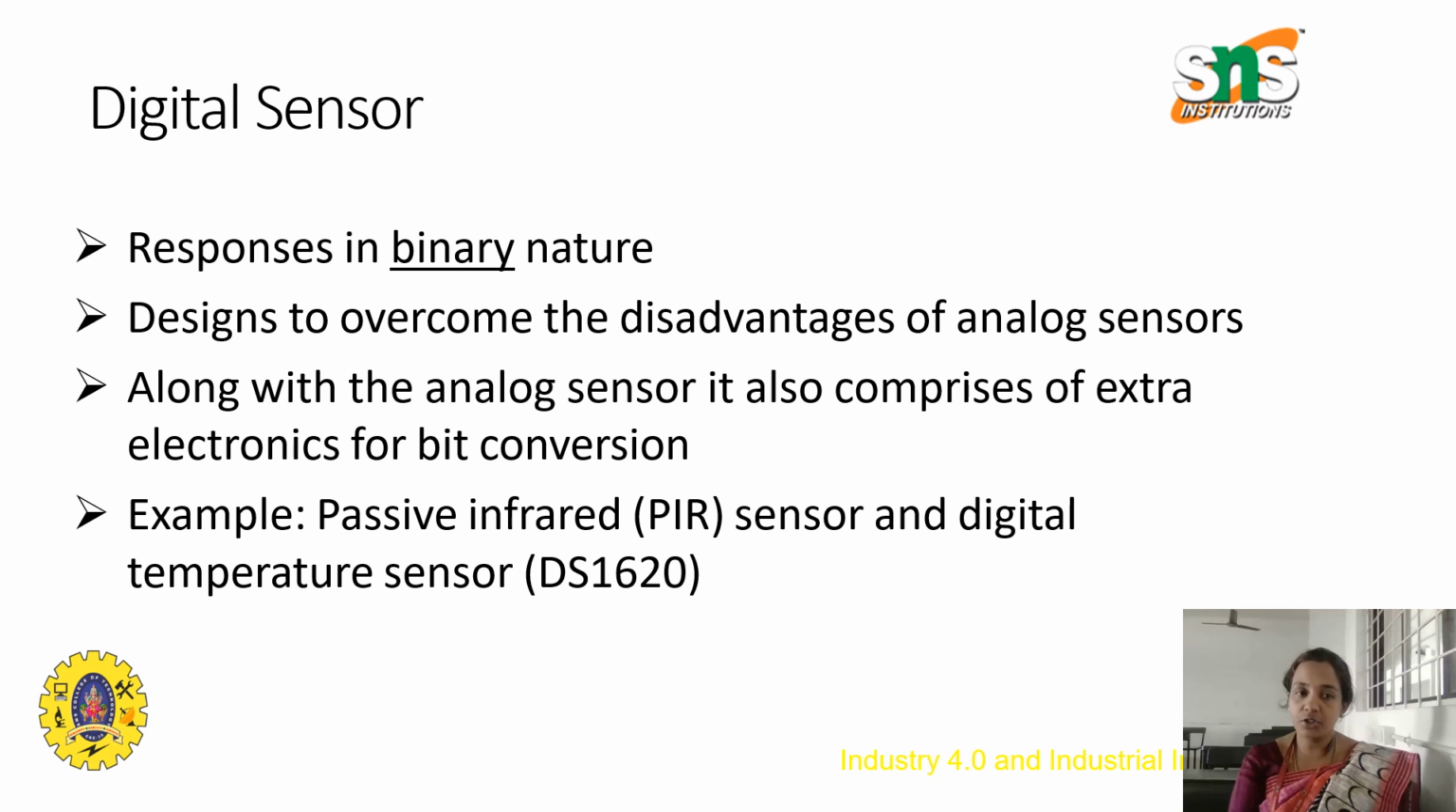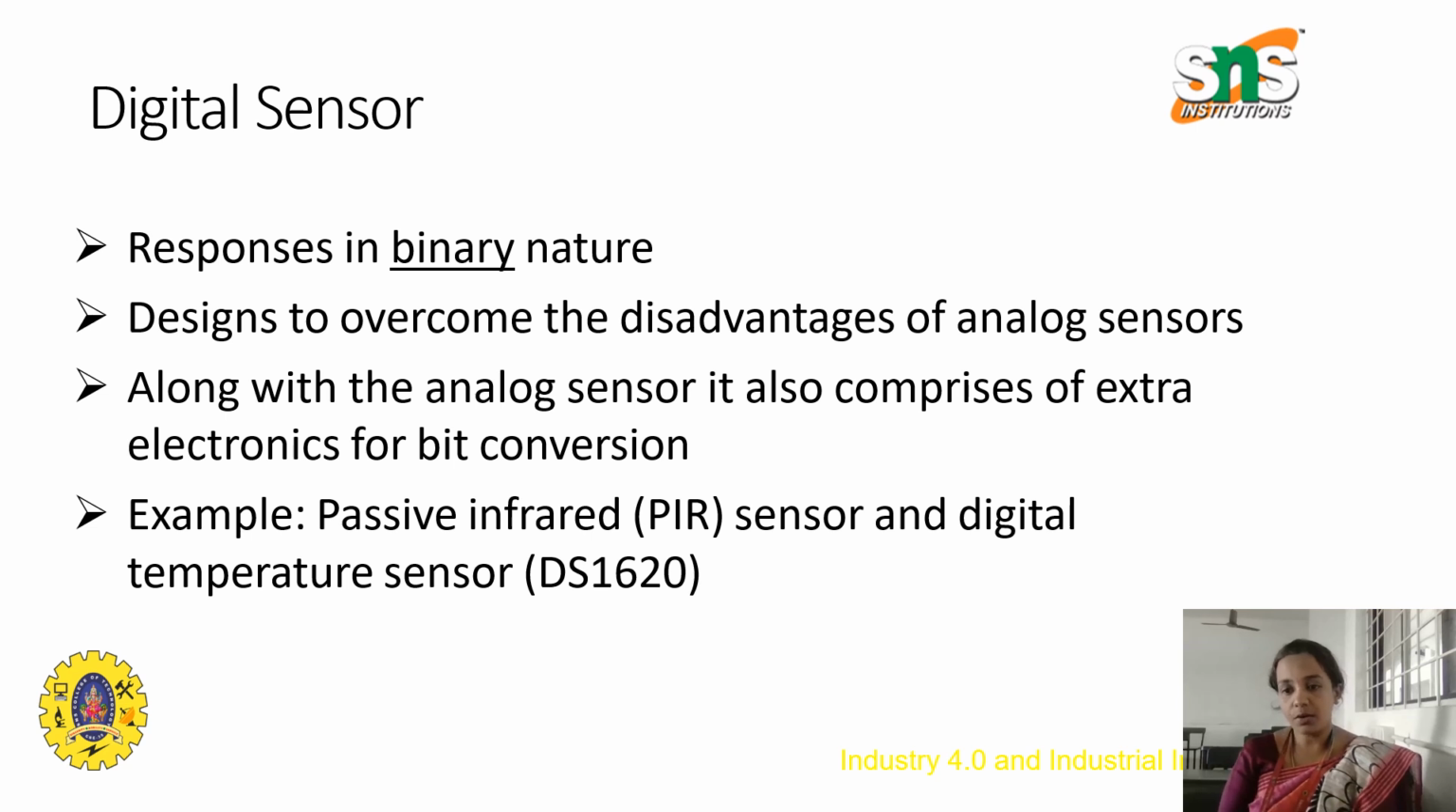Next one is a digital sensor. Responses in binary nature. Digital sensor means either the output will be 0 or the output will be 1. It is designed in such a way to overcome the disadvantages of analog sensors. So, analog sensors are used to sense the analog signal. Digital sensors are the advanced version of analog sensors.